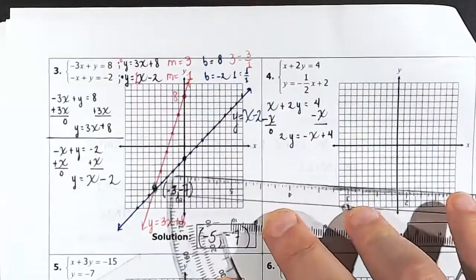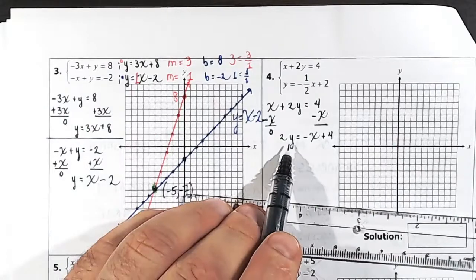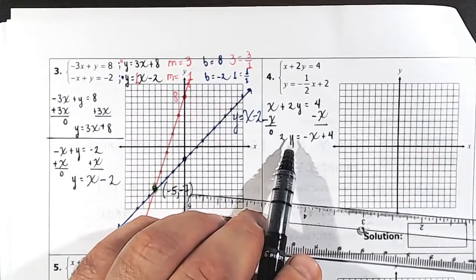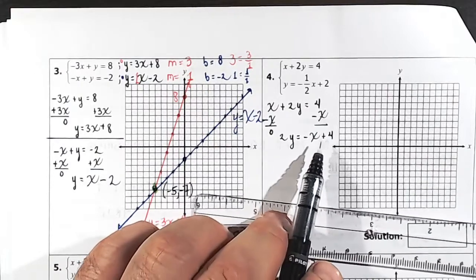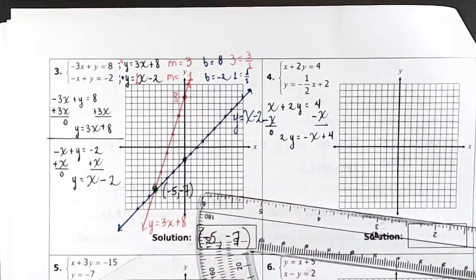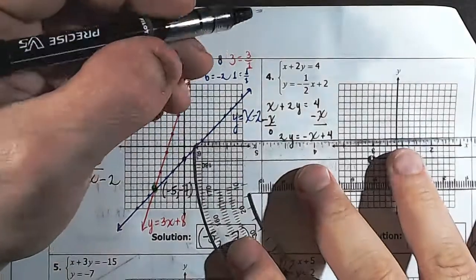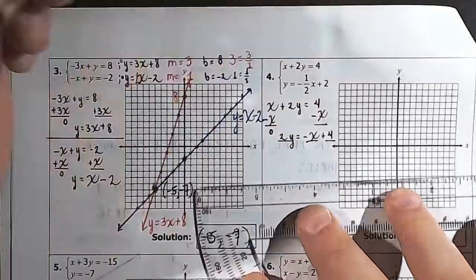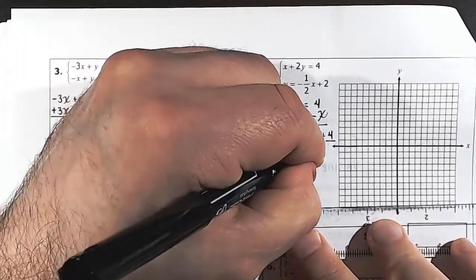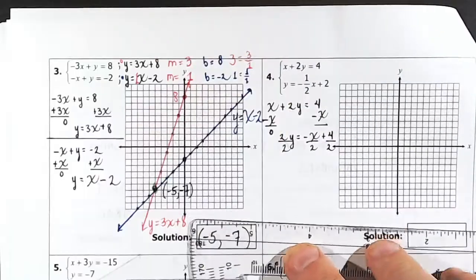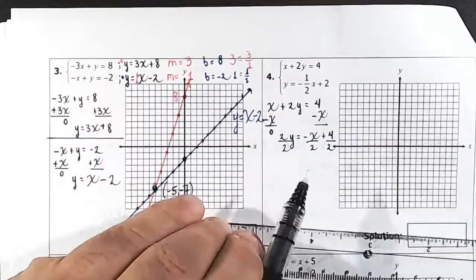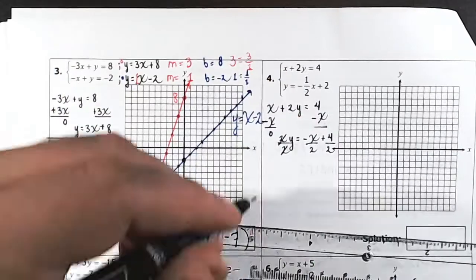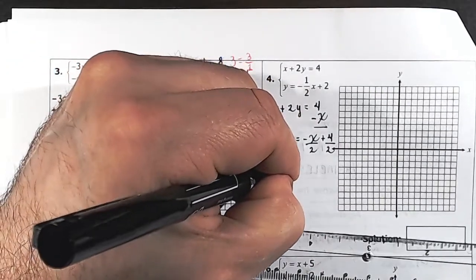Now I'm not done yet, okay, because I still have to get y by itself. I'm now going to have to do the opposite of multiplication. I'm going to have to divide each term by 2 in order to get y by itself. So here I'm going to go through and divide each term by 2. Okay? Now here's the important thing. These two twos cancel out, and I now have y by itself.